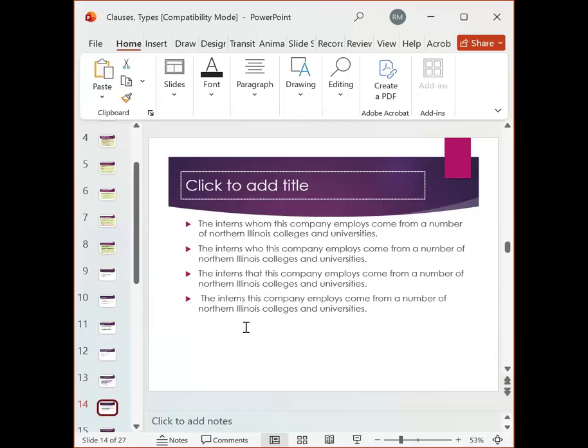Now, let's consider these sentences. The interns whom this company employs come from a number of Northern Islands colleges and universities. The interns whom this company employs. Now, what is the relative clause in this sentence? What is the adjective clause in this sentence? All of you, what is the adjective clause in this sentence?